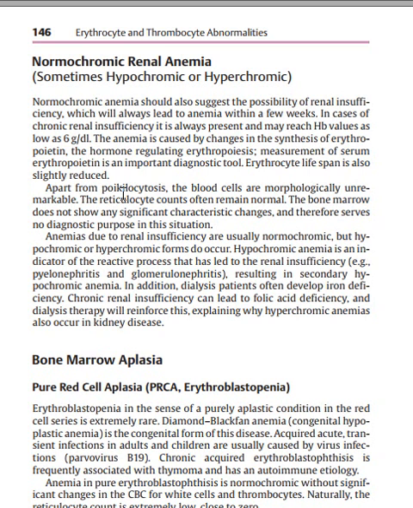hypochromic or hyperchromic forms do occur. Hypochromic anemia is an indicator of a reactive process that has led to renal insufficiency. Is it clear? For example, if you have renal insufficiency from pyelonephritis or glomerulonephritis, you see that the pyelonephritis was initially an infection.